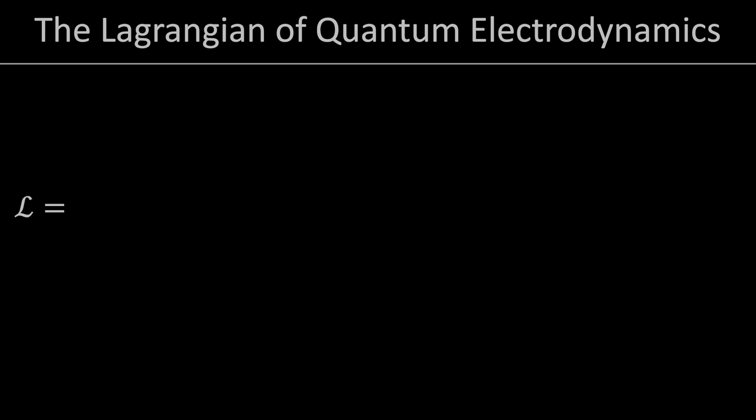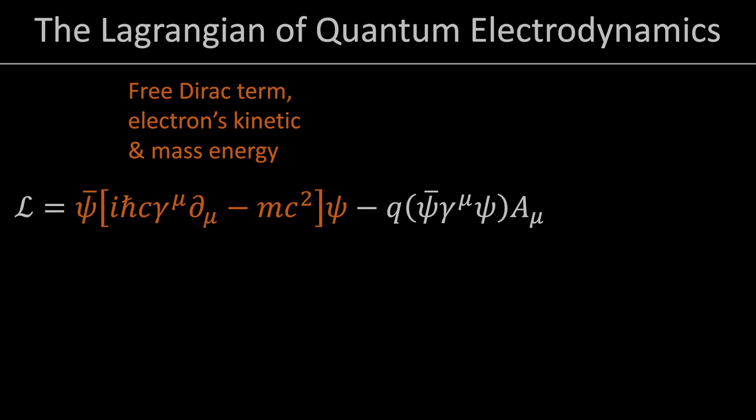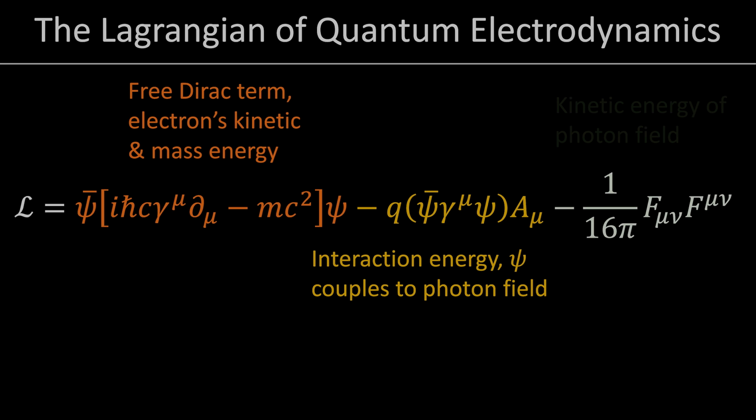fits together. First up, we have this term psi bar (i h bar c gamma mu partial mu minus mc squared) psi, and that is the free Dirac term, that's the electron's kinetic and mass energy. Then we also have the interaction energy, which is negative q psi bar gamma mu psi times A mu, and you can think of that as the electron's four-current coupled to the four-potential. So that is the energy associated with the interaction between the electron field and the photon field. And then finally, we have the kinetic energy of the photon field, which, as we've just seen, is this quantity 1 over 16 pi F mu nu F mu nu.